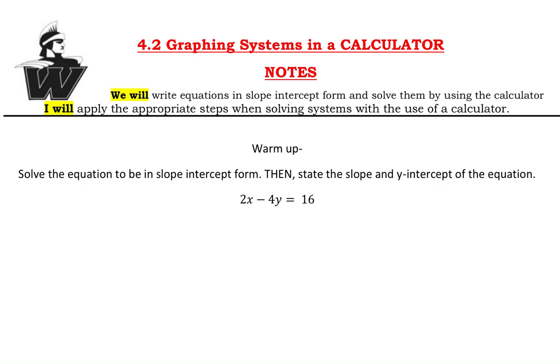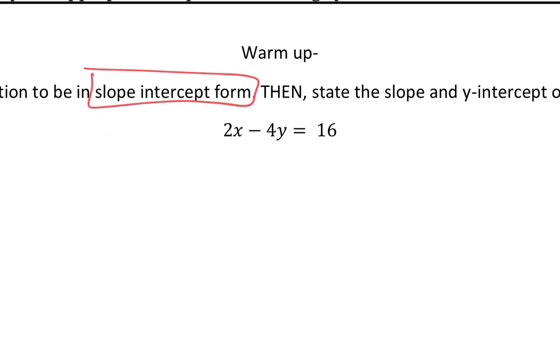All right, looking at the warm-up, it says, solve the equation to be in slope-intercept form, then state the slope and y-intercept of the equation. So to solve this to be in slope-intercept form, this is what we've been doing. What do I need to move over first? The 2. Do I want to add the 2 or subtract the 2? Subtract the 2. So you're going to minus 2x on both sides.